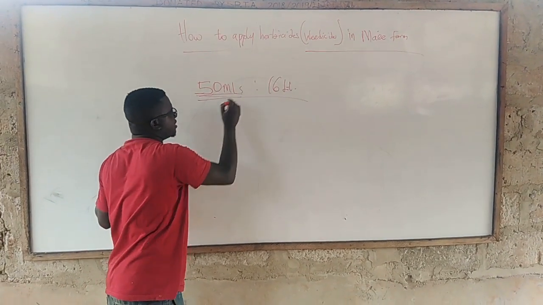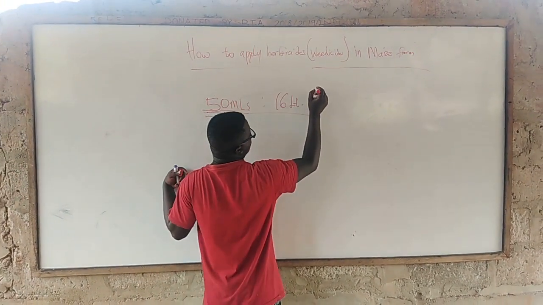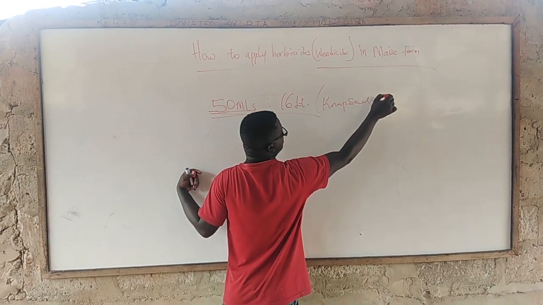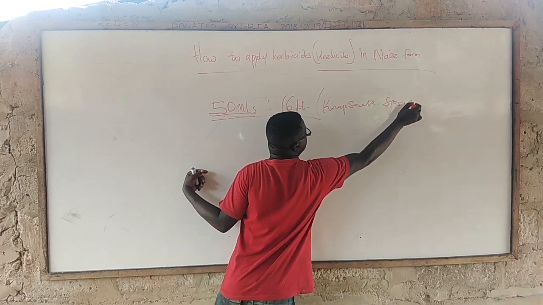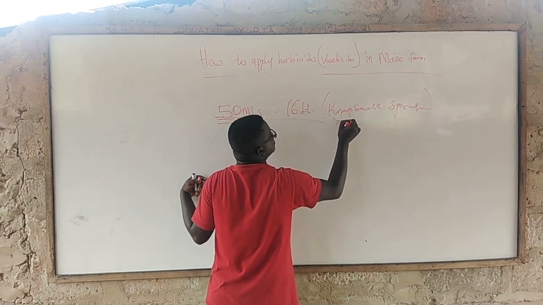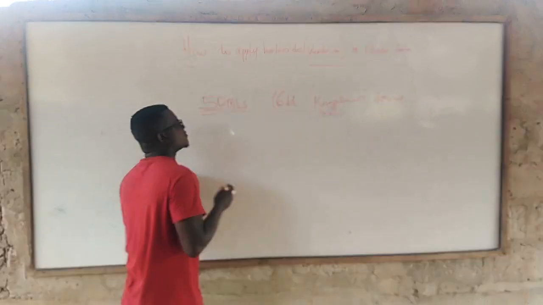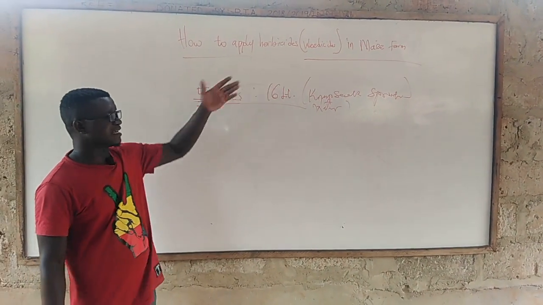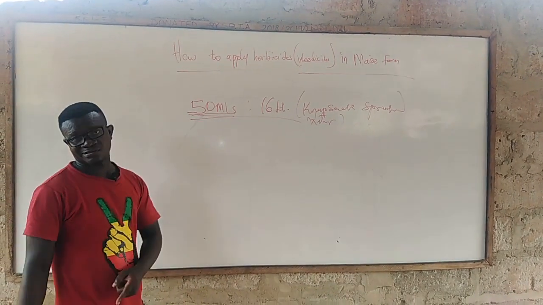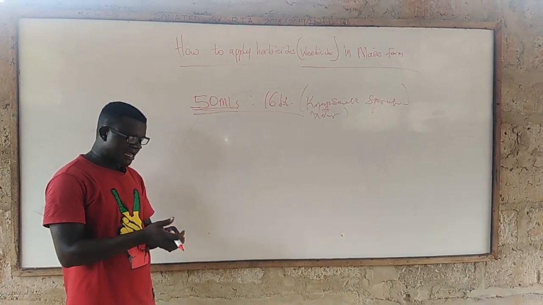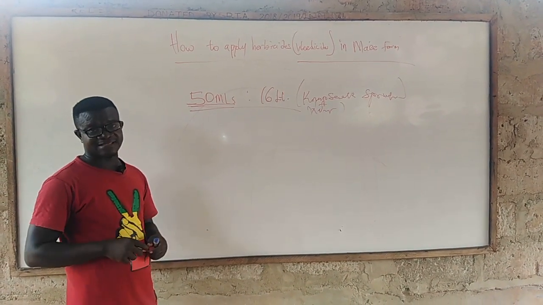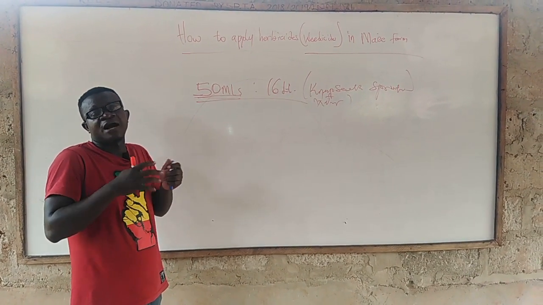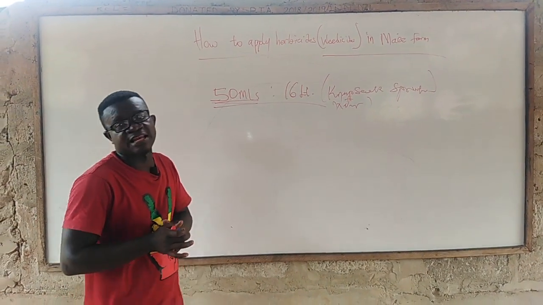Then after measuring, you pour it in a knapsack sprayer containing water. Most knapsack sprayers have 16 liters. So you get your 16 liters water is to 50 mils. The chemicals here to be applied, some are systemic, some are contact, and some are also selective and non-selective.